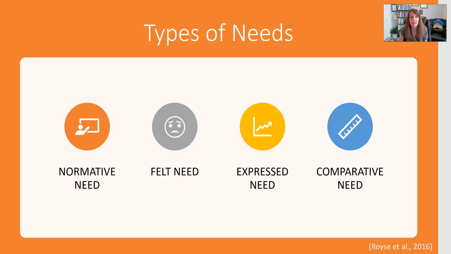Expressed need manifests in actual demand, like the number of people who are on a waiting list for services would be an expressed need. And finally, comparative needs, which is using ideally a representative sample to extrapolate what the needs are for a larger population.